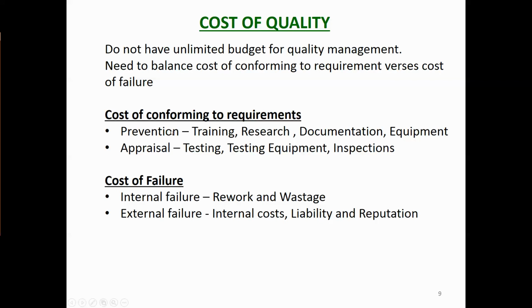But you could spend all your profit on doing all this. So you need to balance that against the cost of failure. The costs of failure are internal work: if you do something wrong, you're going to have to rip it out and do it again. So rework and wastage. And then external failure.